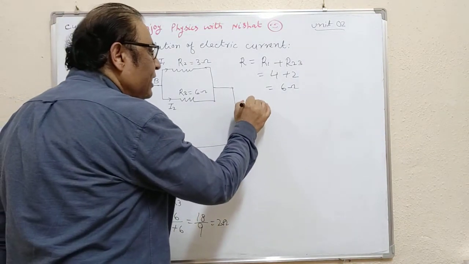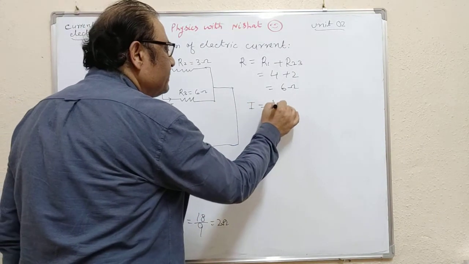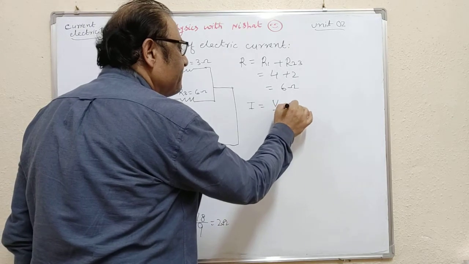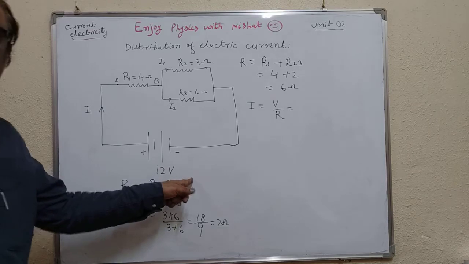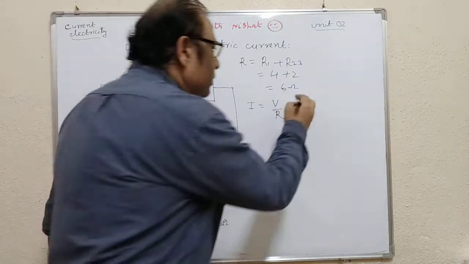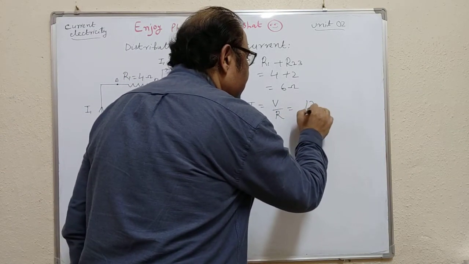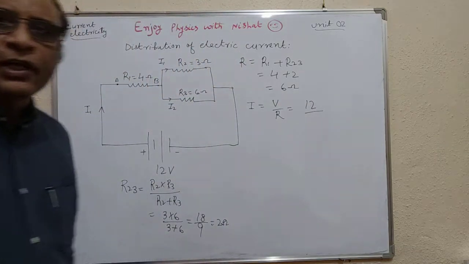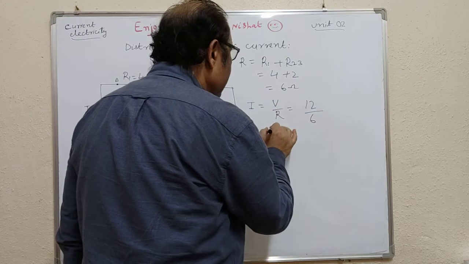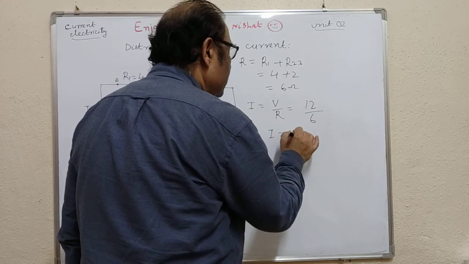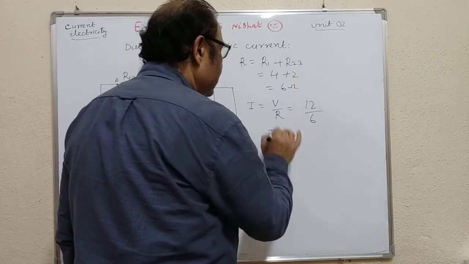Now we know that I equals V upon R. How much is V here? 12 volt, the EMF supply, the total potential, and now divided by 6. So I equals 2 ampere.